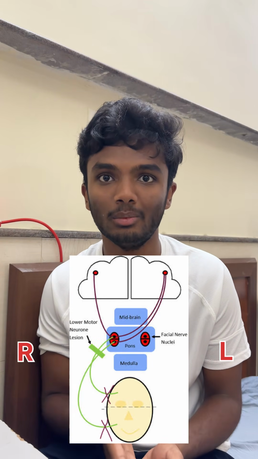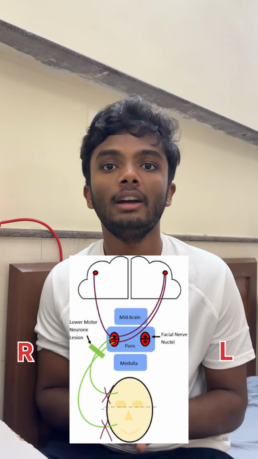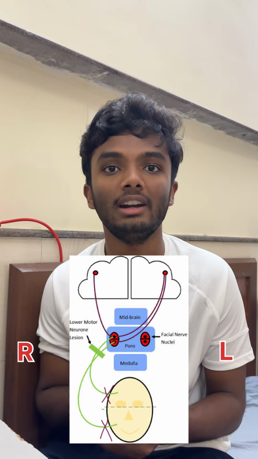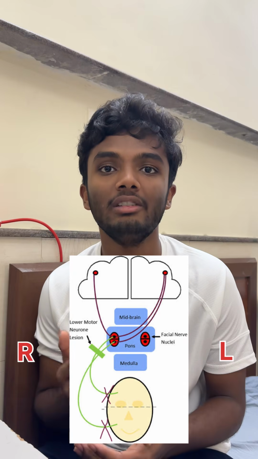Looking at an LMN type of lesion on the right side as in this image, the fibers are damaged only after arising from the nuclei. Hence, both the fibers supplying the upper as well as the lower half of the face are damaged, and hence the patient presents with ipsilateral full side facial weakness.